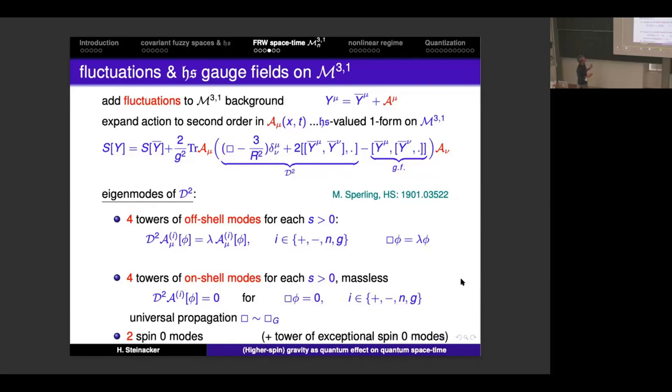Yeah, so this I should explain. So these fluctuations, think of them as functions on the whole bundle. Therefore, they are higher spin valued because they depend on T and there is an index mu. So think of this as a higher spin valued one form on your spacetime.